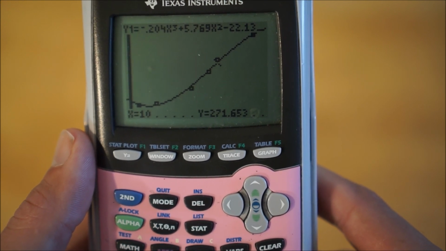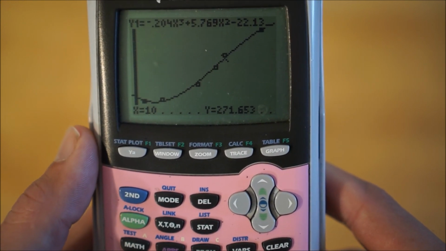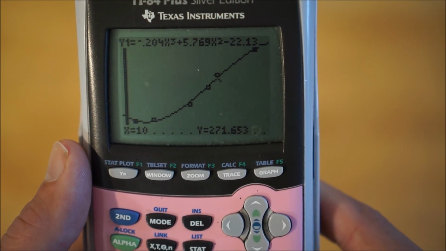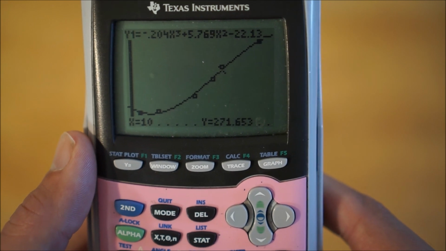And again, this is in thousands, okay? So again, this is how you go ahead and model real world data and how you can use your graphing calculator to do this process. Okay, and that is it.